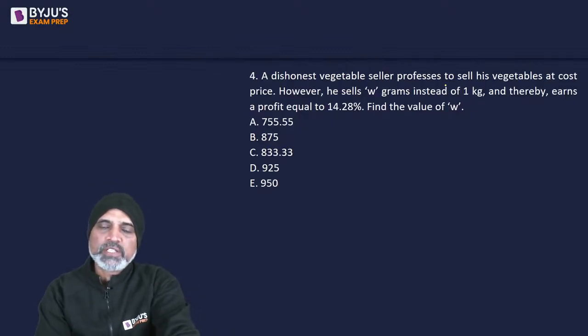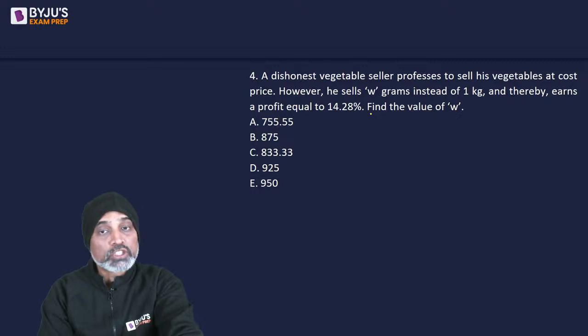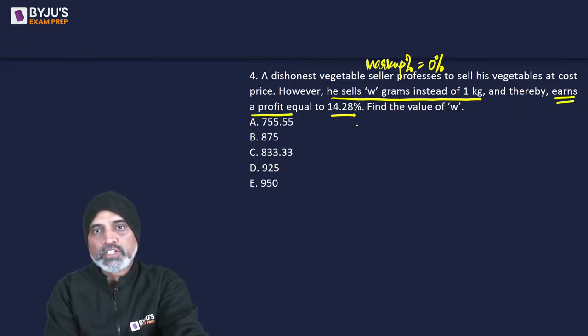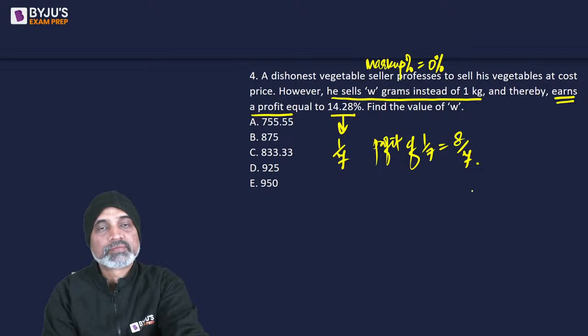A dishonest vegetable seller professes to sell his vegetables at cost price. So there is no markup. So the markup percentage is 0%. However, he sells W grams instead of 1 kg and thereby earns a profit equal to 14.28%. So 14.28% can be written as 1 out of 7, right? And if you talk about a profit of 1 by 7, this can be written as 8 upon 7.